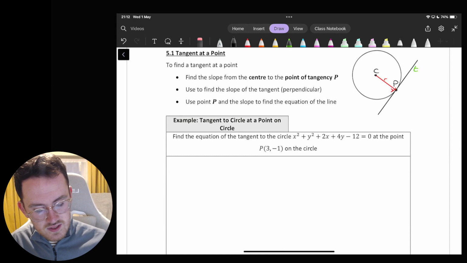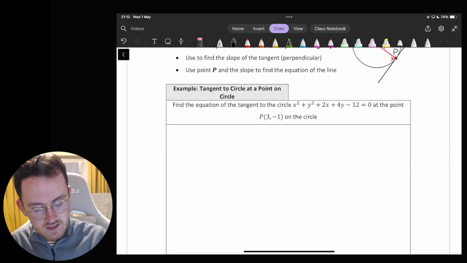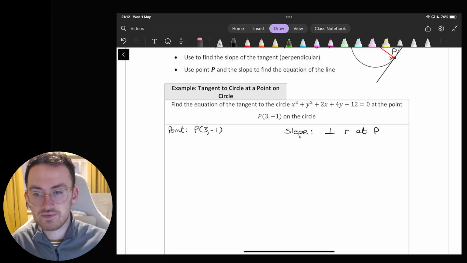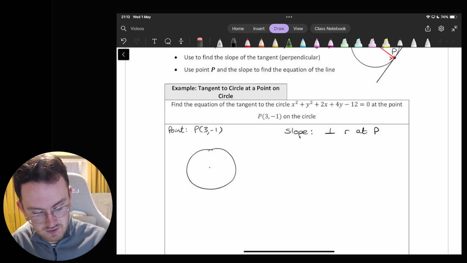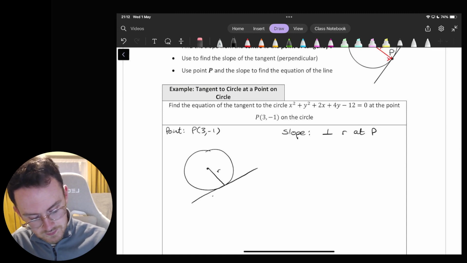Find the equation of the tangent to this circle at the point P, (3, -1). So let's have a little look. The point that I'm going to be using for my tangent is point P, (3, -1). And the thing that I'm going to be using for the slope is that it's perpendicular to the radius at P. So if we construct our diagram basically the same as that sample sketch that I have there, with a tangent line touching the circle, okay, that'll do, lovely. This can be my point P here, and this is my center.